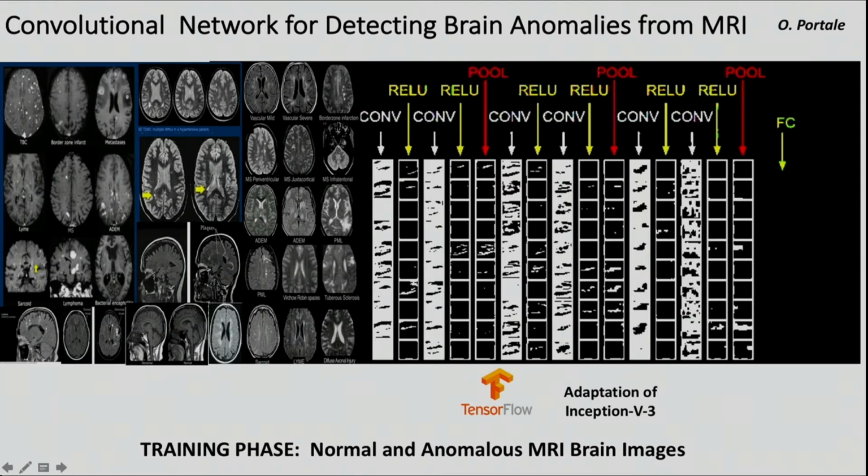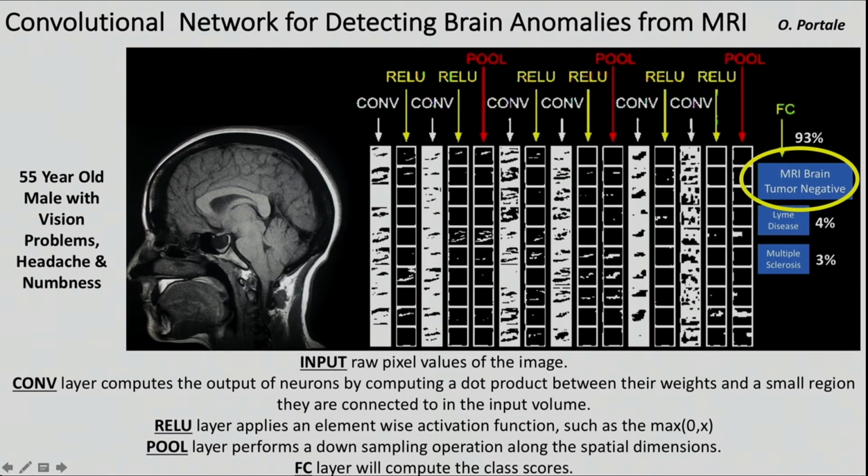And now we'll put that into practice. So we have a 55-year-old male with vision problems, headache, and numbness. And we suspect, based on those symptoms, that he may have a tumor in the brain. So we do an MRI image, and again, we run it through this convolutional network, breaking the image down into discrete pixels in a patch, and over successive layers, we're going to make a prediction. And at the end, very fortunate for him, there are no issues that we found. Okay, so that is a very high-level example of how you would use a convolutional network for medical imaging.